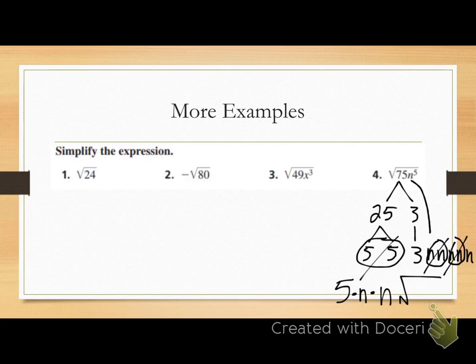Is there anything staying under the radical? 3 n. 3 doesn't have a pair. This last n doesn't have a pair, so they got to stay.